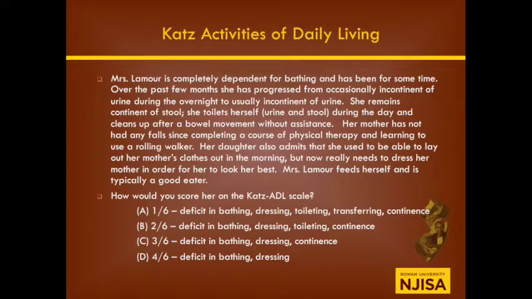Where are her deficits? Just to review again, the 6 ADLs are bathing, dressing, feeding, toileting, transferring, and continence. As the stem says, she is completely dependent for bathing, her daughter has to lay her clothes out and dress her, and she also is usually completely incontinent of urine. So the answer is C. Her ADL score is 3 out of 6 with deficits in bathing, dressing, and continence.